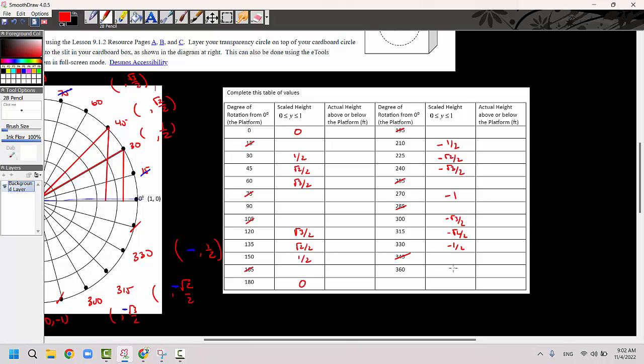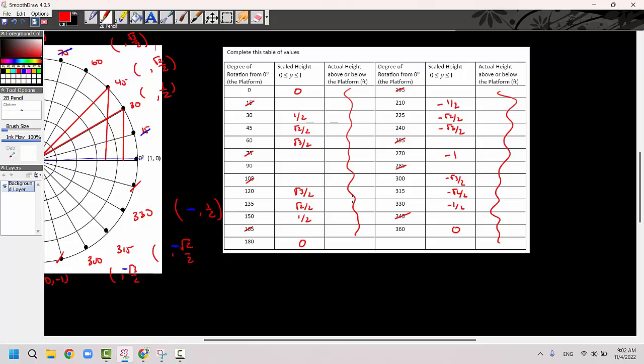And then at 360, we'll be back to 0. There's not really a need to worry about the actual height of the platform, just because that's more of a metaphor for this problem. I'm more worried about these particular values here in this table, so if you need to, pause the video, get caught up. I'm going to go grab the next part of this lesson.